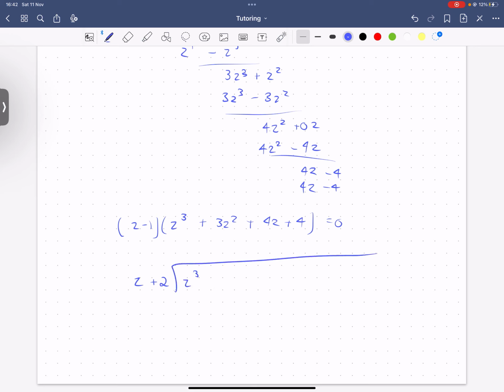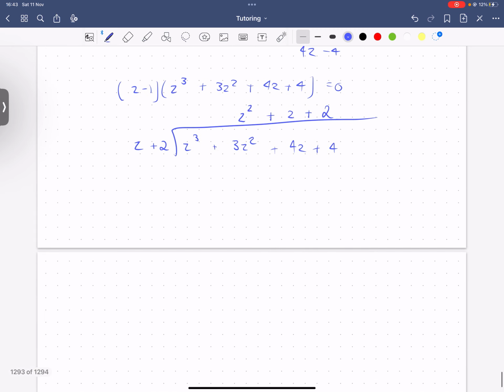z cubed plus 3z squared plus 4z plus 4. Now if you do that, I might just do all the steps in one. It's okay if you can't do this quickly, but it's going to be z squared plus z plus 2. That will be the answer there. So z minus 1, z plus 2, z squared plus z plus 2 equals 0.